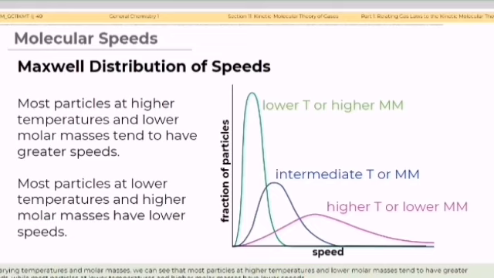Varying temperature and molar masses, we can see that most particles at high temperatures and lower molar masses tend to have greater speeds, while most particles at lower temperatures and higher molar masses have lower speeds.